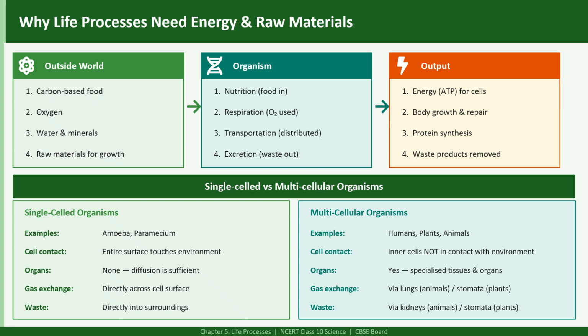But it doesn't happen in multicellular organisms. See, only some parts, for example the outer skin, are exposed to the environment. But our inner cells are not in contact with the environment. So in order to overcome this, we have specialized tissues and organs. Gaseous exchange takes place through these. We have lungs for gaseous exchange, and plants have stomatal openings. And waste is given out by means of kidneys in animals and by means of stomata in plants.